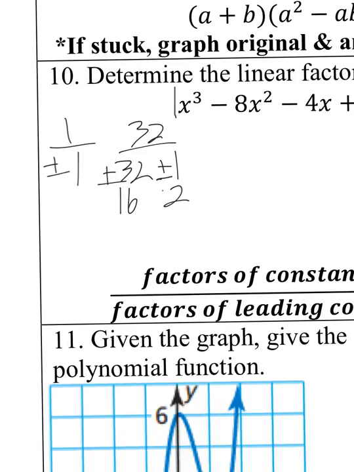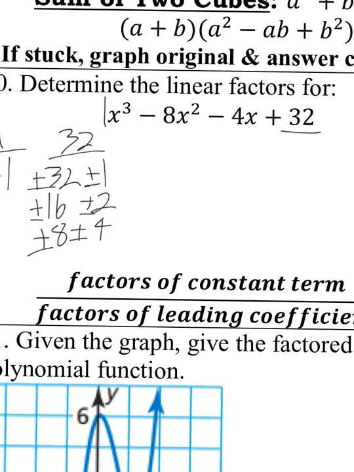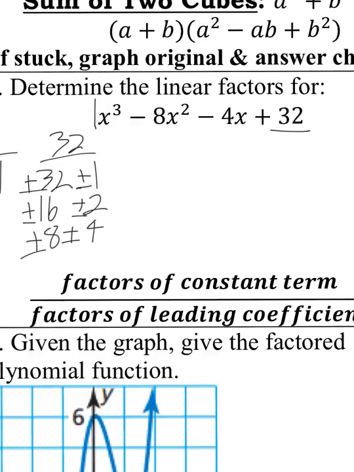16 and 2. And let's see here, 8 and 4. And I think that's everything. Yeah, that's got to be everything. So to list my possible factors, you're going to take the factors of the constant term here, and then divide it over the factors of the leading coefficient, which is just 1. So all the possible linear factors are going to be 32 over 1 plus or minus, 1 over 1.